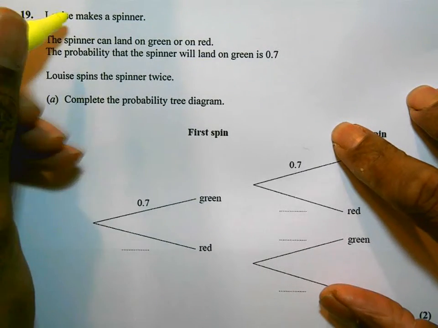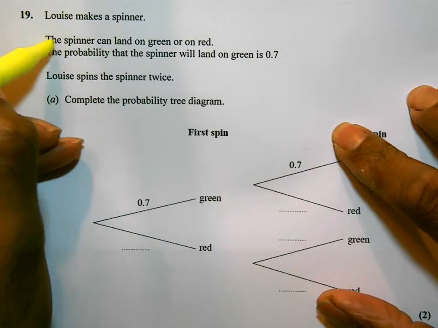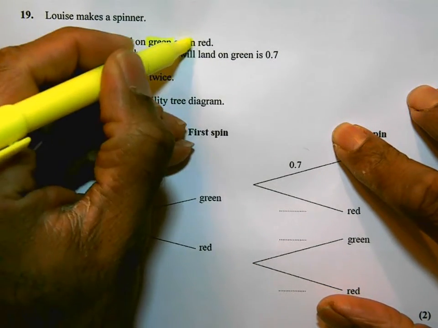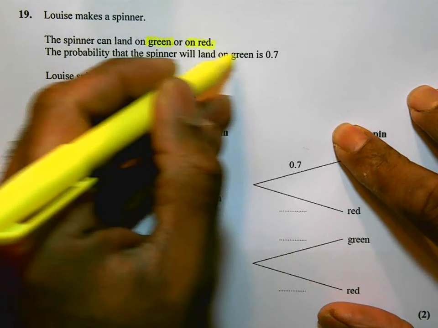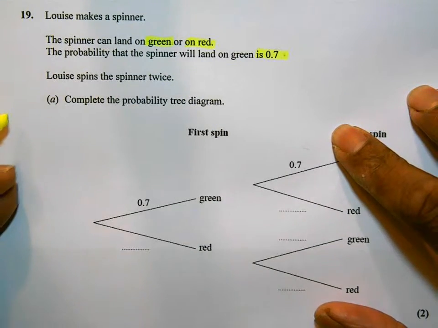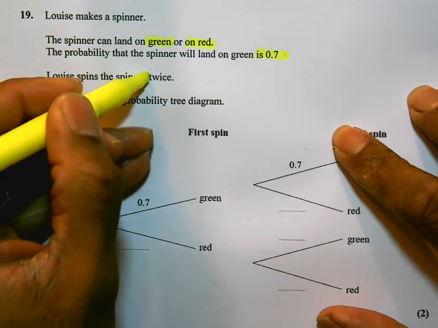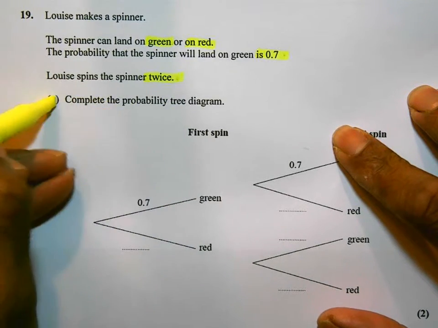Louise makes a spinner. The spinner can land on green or on red. The probability that the spinner would land on green is 0.7. Louise spins the spinner twice. Complete the probability tree diagram.